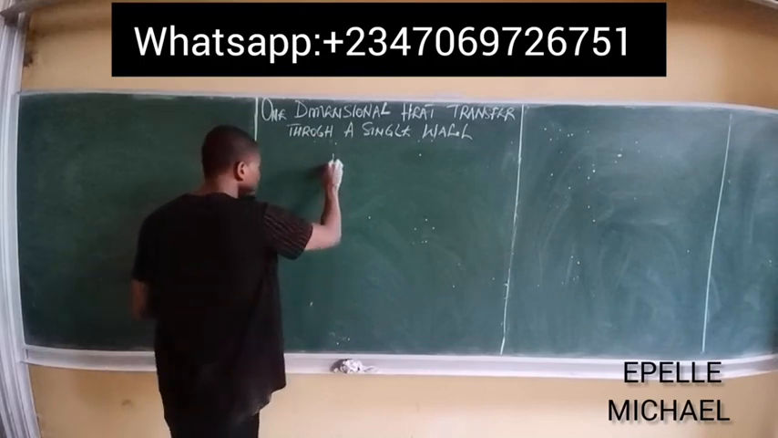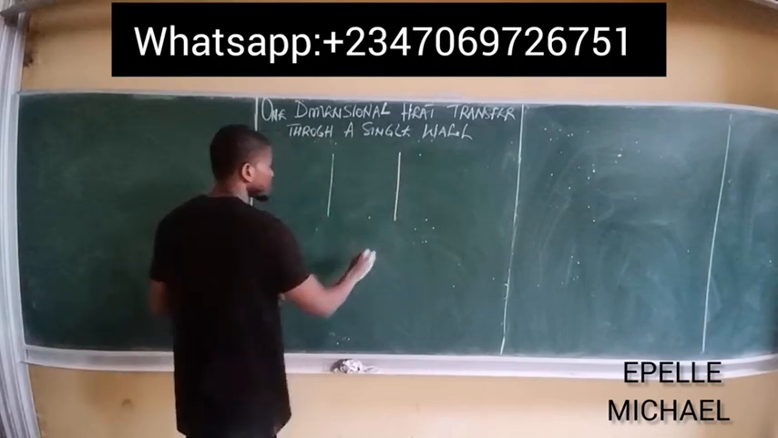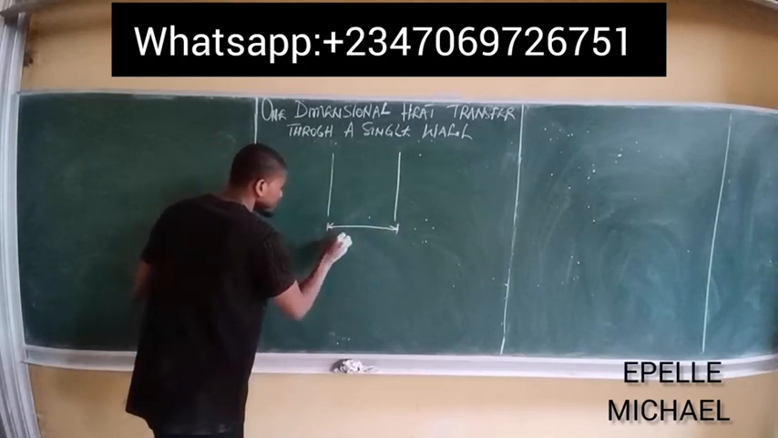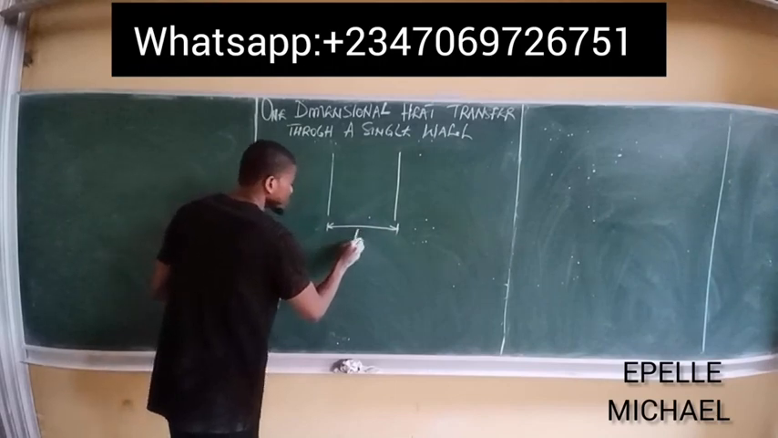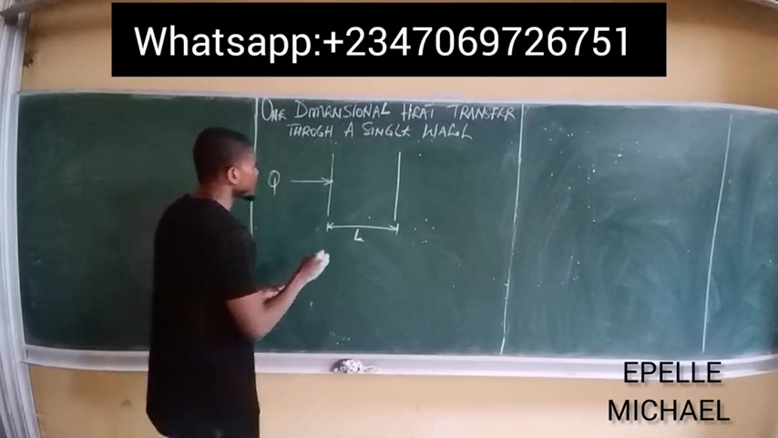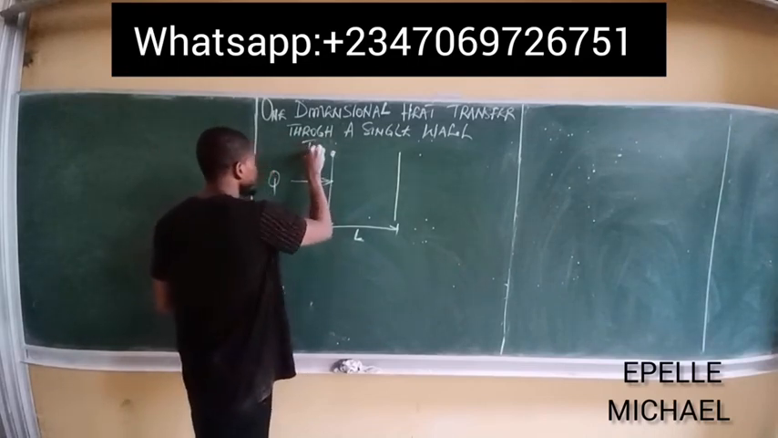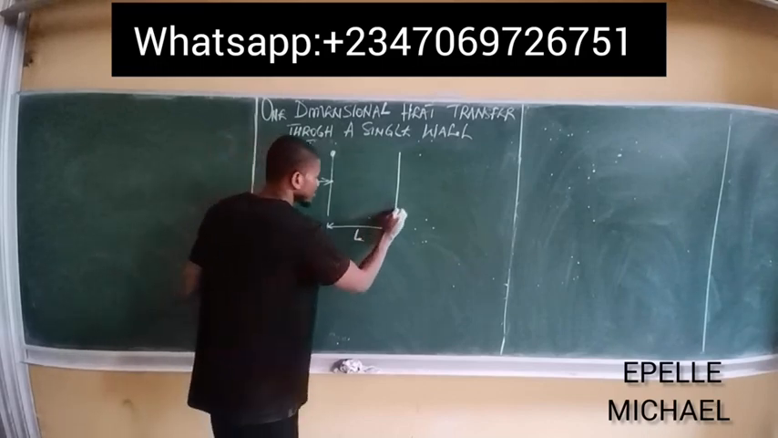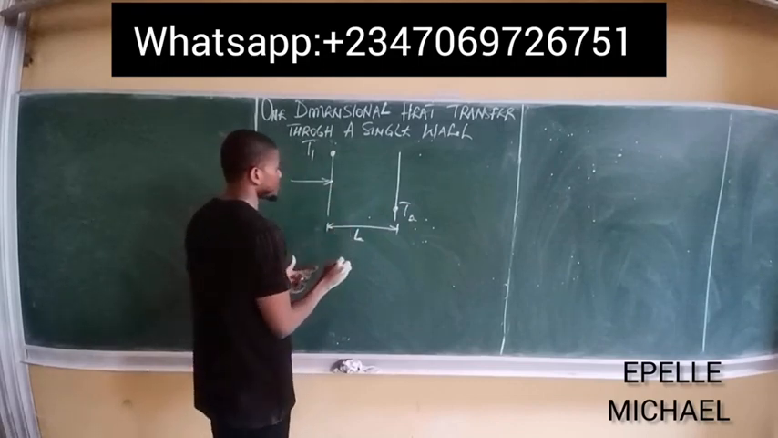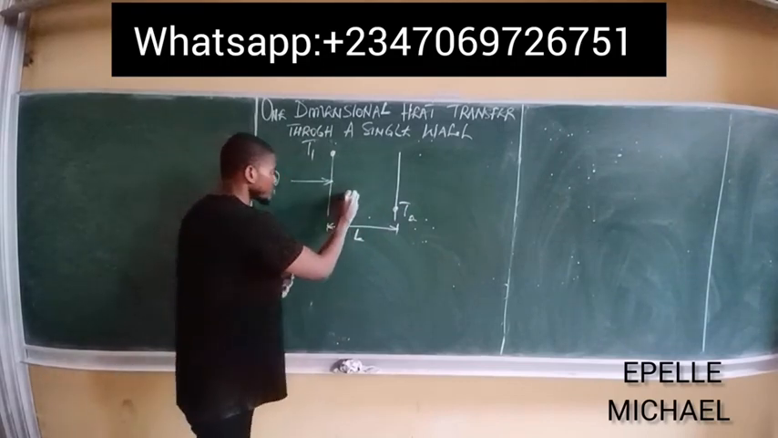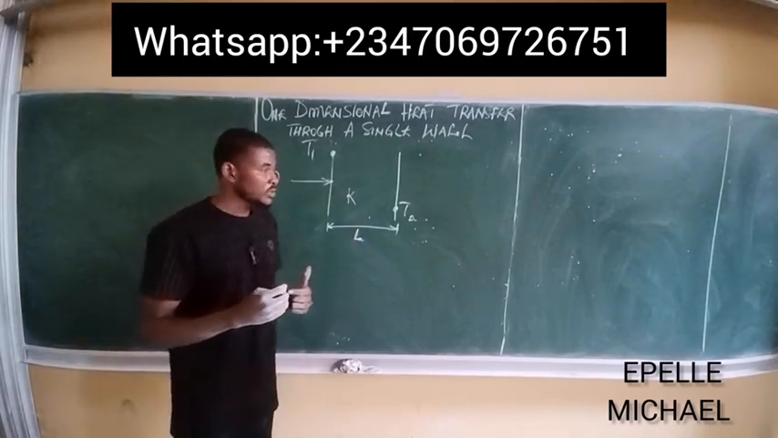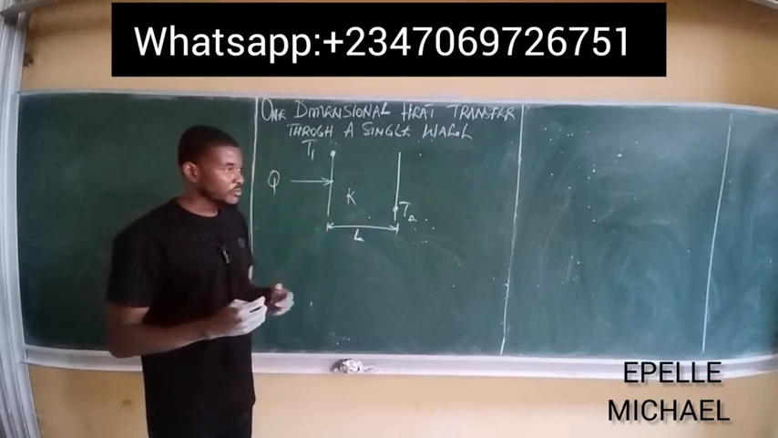Let's say we have a single solid wall, and let the thickness of this wall simply be L. We have heat Q being transferred through this wall, of course, from a temperature T1, which is always the higher temperature, down to a temperature T2, which is the lower temperature. Let the thermal conductivity of this wall, since it's a solid body, simply be K. I said heat transfer in solid bodies is always by conduction, so K is the thermal conductivity of the body.